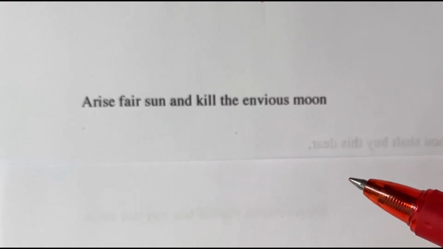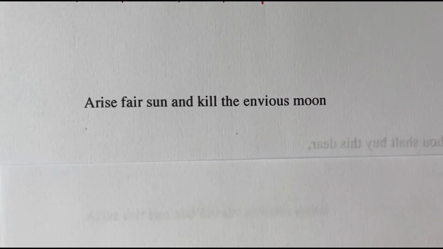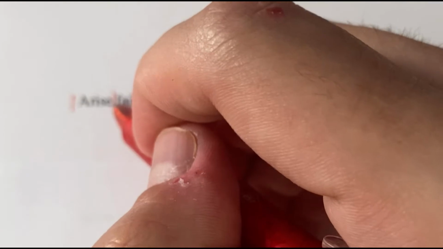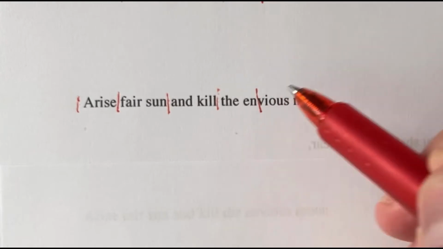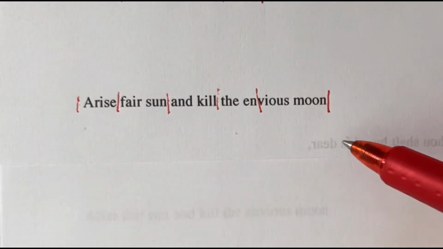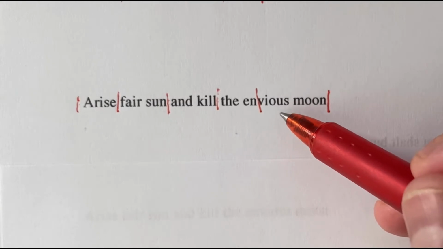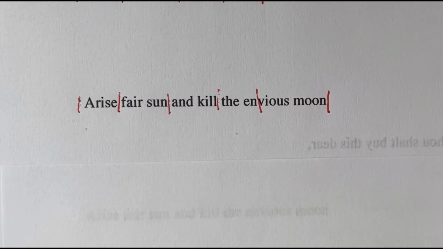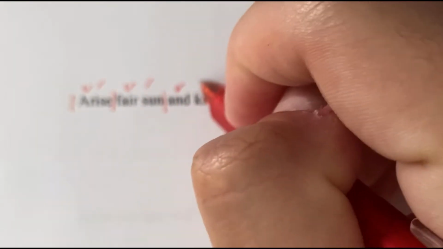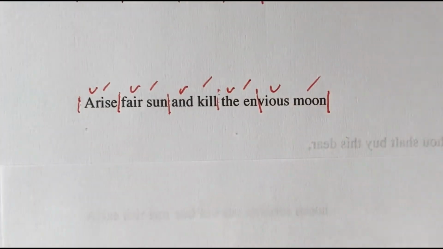Envious. So I will mark this out and separate all of the 2-syllable pairs to show you what I mean. Arise, fair sun, and kill the envious moon. By eliding these 2 syllables in the latter part of the word envious, we can make envious into a 2-syllable word. So if I were to scan this, arise, fair sun, and kill the envious moon, you end up with a nice, neat, regular line of iambic pentameter.